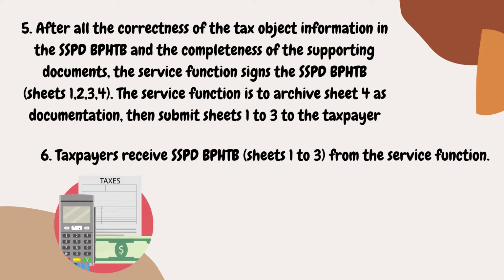Under certain conditions, DPP-KAD has the right to conduct field research to check the truth of the data in real terms. Next, after verifying the correctness of the tax object information in the SSPD BPHTB and the completeness of the supporting documents, the service function signs the SSPD BPHTB. The service function archives sheet 4 as documentation, then submits sheets 1 to 3 to the taxpayer. The last step is that the taxpayer receives the SSPD BPHTB from the service function.